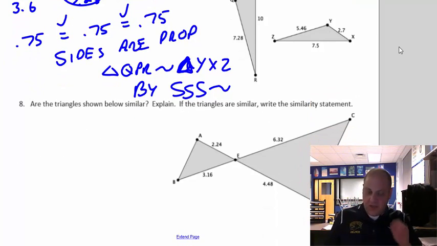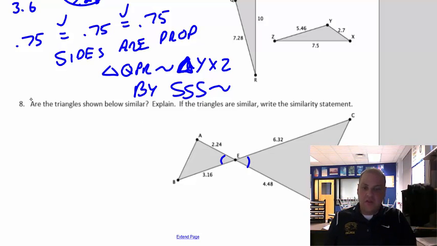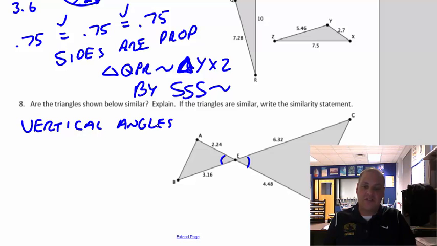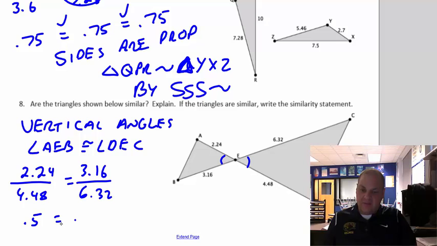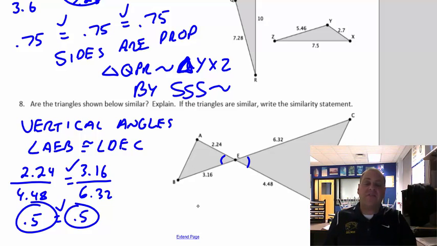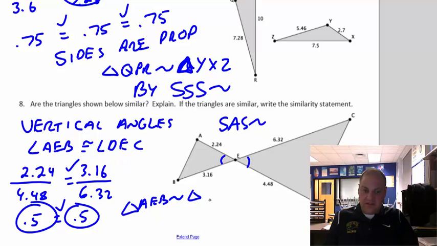Last one here, guys. And this is going to be a side angle side because we got the vertical angles. So I'm just going to write that out. Vertical angles. If we had to explain this on an exam, you would be detailed as much as you possibly could. You would say vertical angles, angle AEB is congruent to angle DEC. And then we got to check the proportions. 2.24 is to 4.48 as 3.16 is to 6.32. And that is 0.5, and that is 0.5. They're both a half, right? They are equal, so the sides are proportional. Therefore, I do have side angle side. So this is side angle side similarity, and I could say triangle AEB is similar to triangle DEC.